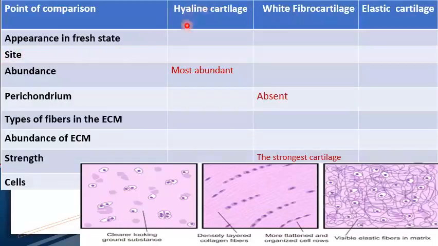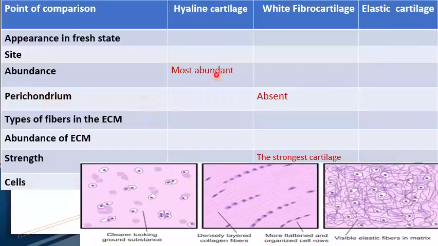The site of hyaline cartilage: it is present in costal cartilage, in the fetal skeleton, in some respiratory cartilage as larynx, trachea, and bronchi, and in the articular cartilage and epiphyseal plate. The white fibrocartilage is present in sites with severe stress and weight bearing, like intervertebral disc and symphysis pubis, while elastic cartilage is present in sites where flexibility is needed, as ear pinna, epiglottis, Eustachian tube.